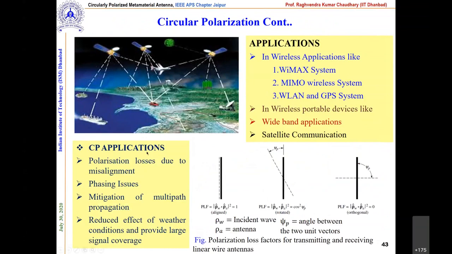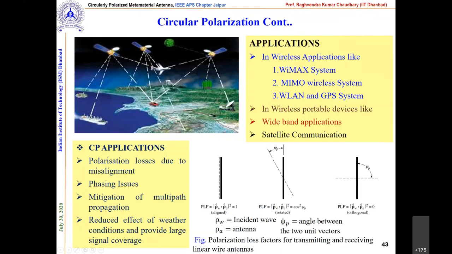Here you can see one of the pictures. When your incident wave and the antenna polarization are the same, you get a PLF of 1. Otherwise, it depends upon the cos phi term. If it is orthogonal, you are not getting anything. If you have horizontal polarized and vertical polarized antennas, like in your LTE mobile, which has two polarized antennas, vertical and horizontal, many times you are not losing the information. Particularly with MIMO, it provides extra diversity and you get the signal properly.